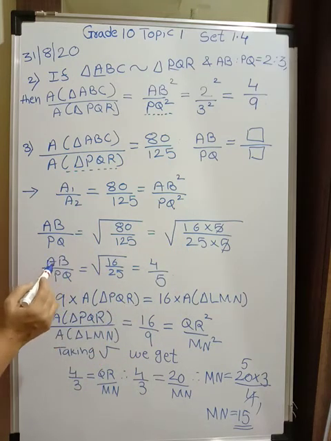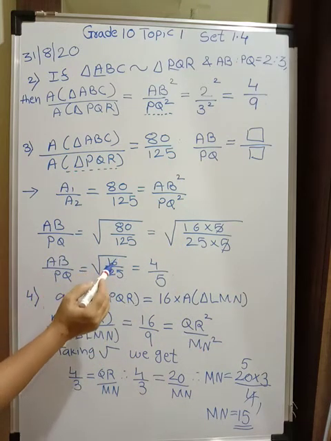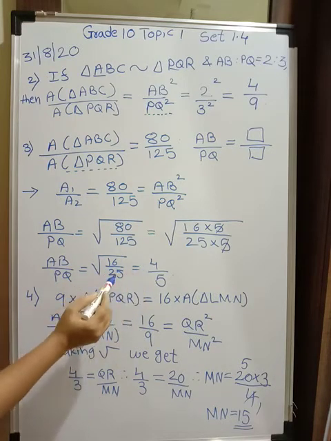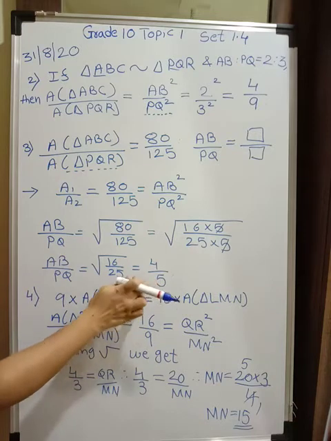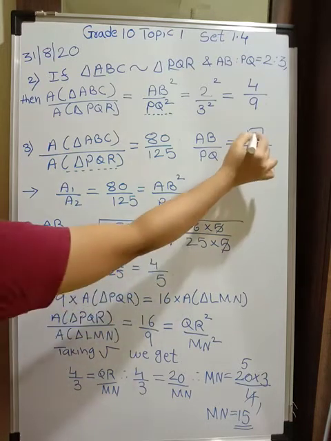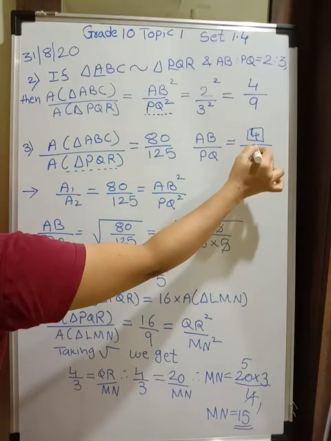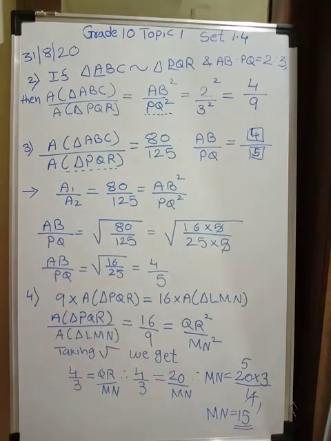So AB upon PQ is square root of 16 upon 25. Square root of 16 is 4 and square root of 25 is 5. So your answer is 4 upon 5. You can write here 4 upon 5.